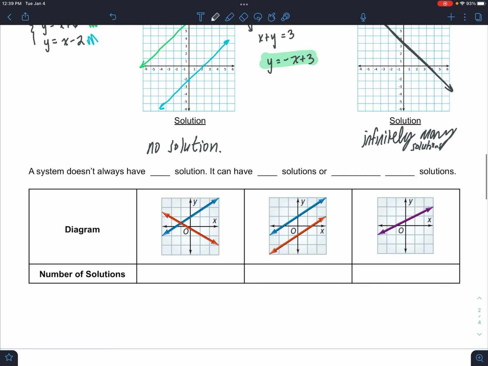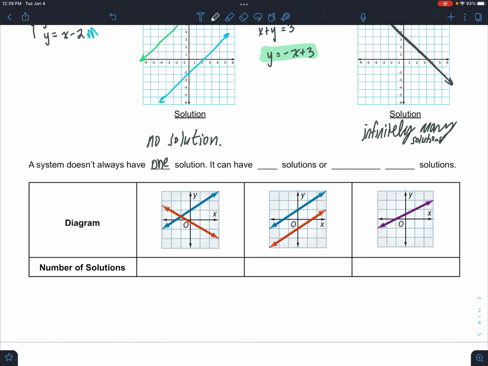So it boils down to this summary. A system doesn't always have to have one intersection point, one solution. It can have 0 solutions or infinitely many. So there you have a nice little diagram to remind you that this has one solution, this has 0 solutions, and this has infinitely many solutions. Okay? And even nice there, they made that graph purple because those two lines are directly on top of each other, which would mix to make it purple. Okay?